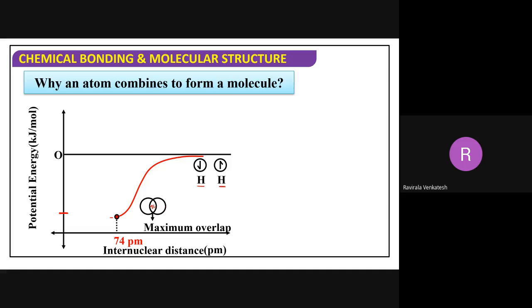Now, if you observe, what is the distance here? The internuclear distance is 74 picometer. This is the energy. At this energy you have 436 kilojoules of energy. Minus indicates released.